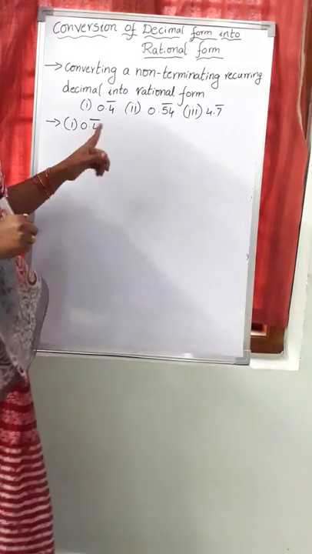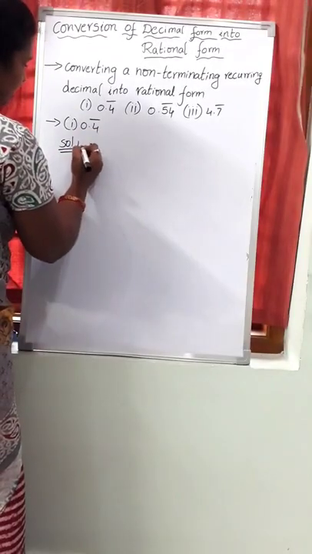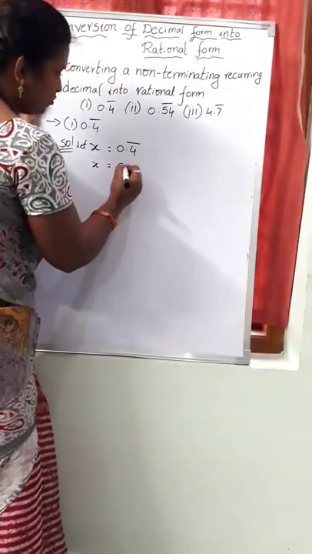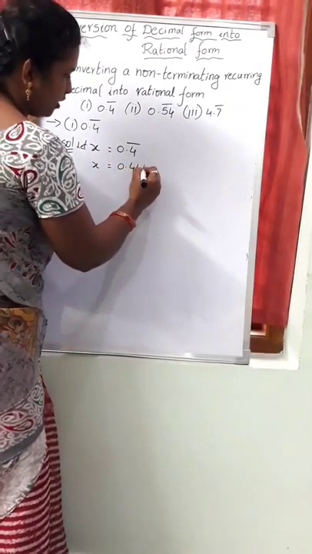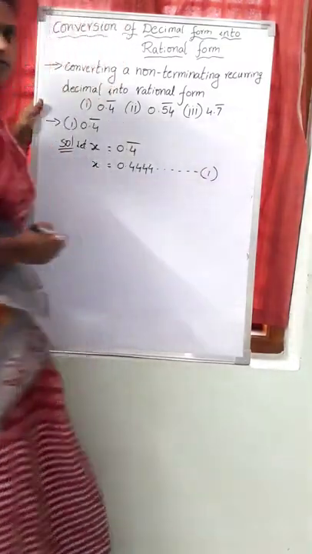Is it correct or not? Only 4 is repeating. So here the periodicity is 1. So to do this, first of all let us take the given number as x. Let x is equal to 0.4 bar. And we know that this bar indicates the repetition. So we have to write first of all in the expanded form. So bar means it is 0.4444 and so on. Okay. So let us take it as the first equation.